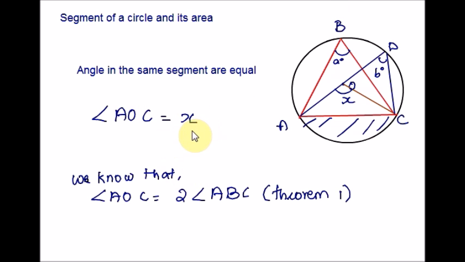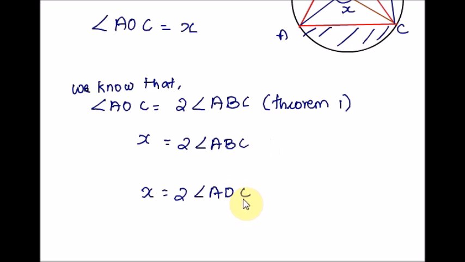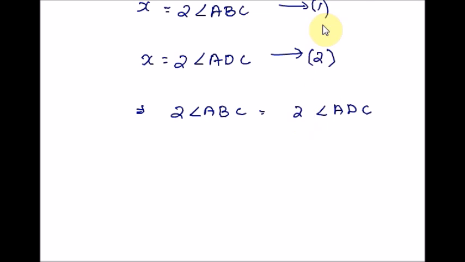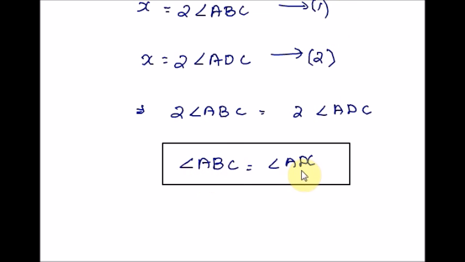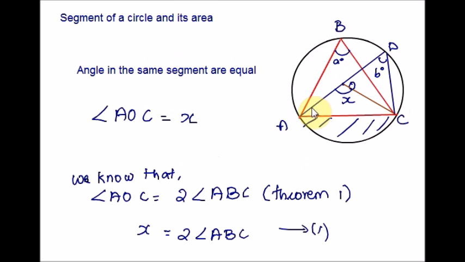So replace AOC by X. If theorem 1 holds true, it will be true for the other triangle also. Am I right? ADC. So in the place of ABC, we can also use ADC. Let me name these two equations as 1 and 2. Please note that the left hand side of the two equations is the same. So you can easily equate the right hand sides of the equations. Divide both sides by 2. So you'll be getting angle ABC equal to ADC. It means angles in the same segment are equal, hence the theorem.